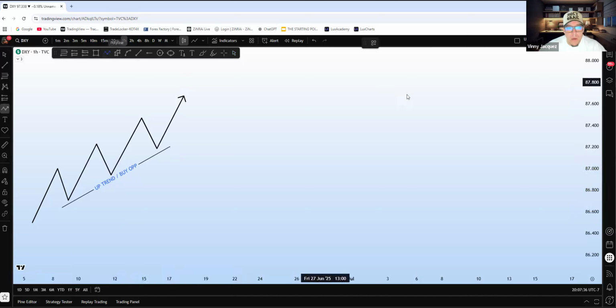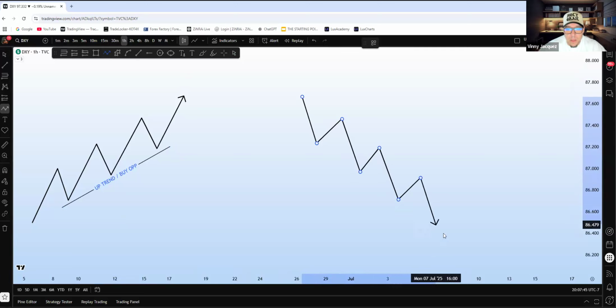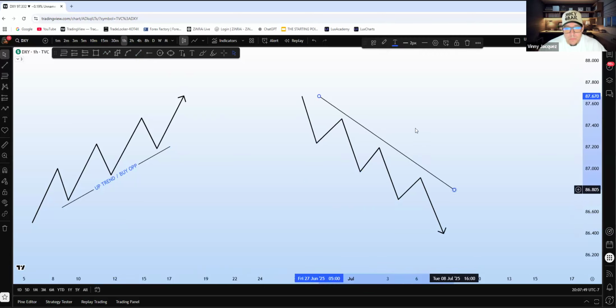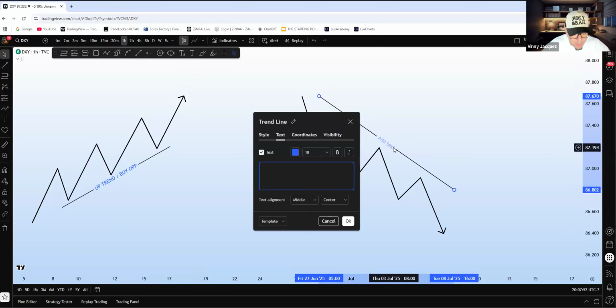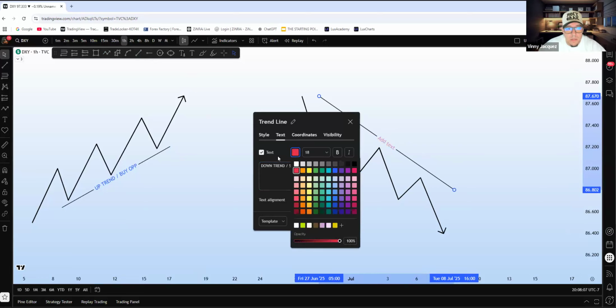Okay? Now, when the market is in a downtrend, the market is going lower, and we're able to see this. This is called a downtrend. Now, when the market is in a downtrend, we should be looking for sell opportunities. Not on the trend yet. Soon, boys, soon. Sell opportunities. And then we'll make this red.